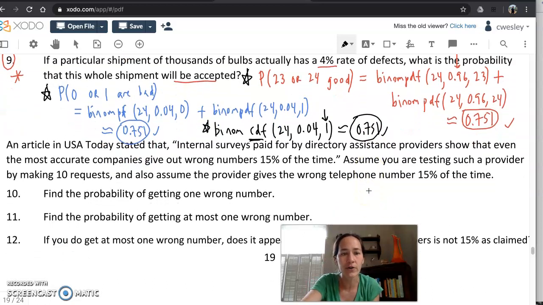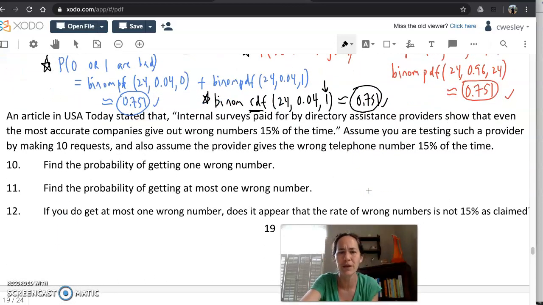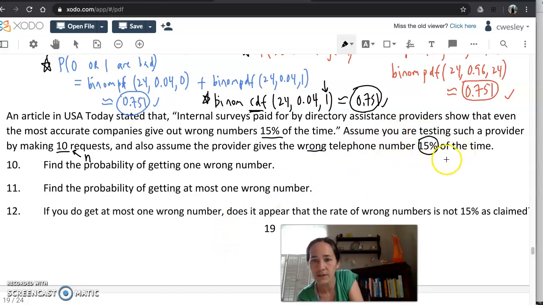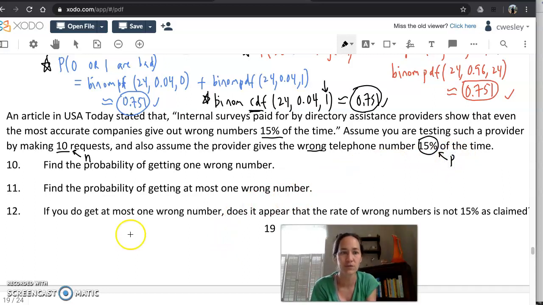At the bottom, an article stated that internal surveys paid for by directory assistance providers show that even the most accurate companies give out wrong numbers 15% of the time. So there's our percentage that's advertised. Suppose you're testing such a provider by making 10 requests. Looks like we have an N value of 10. Also assume the provider gives the wrong telephone number 15% of the time. So we have to decide how we want to set this up in terms of what we'll call P. And I'll call a wrong number my success, actually. So wrong number 15% of the time.